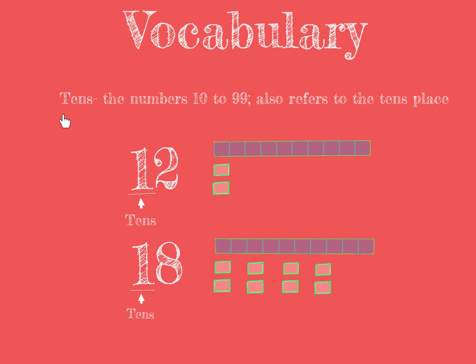Our last vocabulary word is tens, which are the numbers from 10 to 99 and also refer to the tens place. For example, in the number 12, we have a 1 in the tens place, so we have 1 group of 10, which can be represented by this right here. In the number 18, we also have 1 group of 10, which will be represented by the long group of 10 right here.